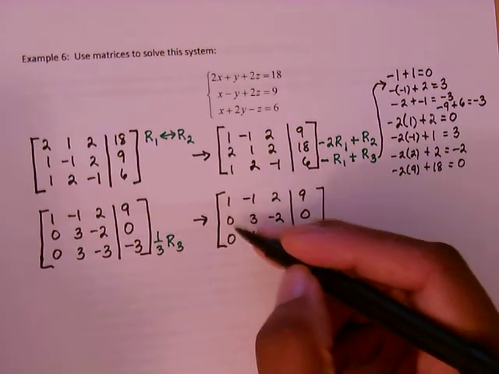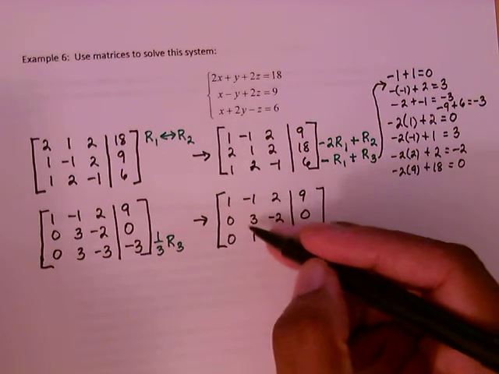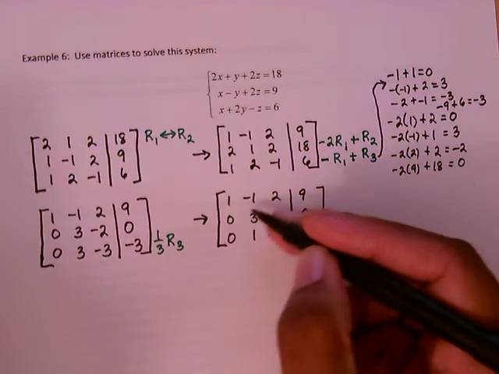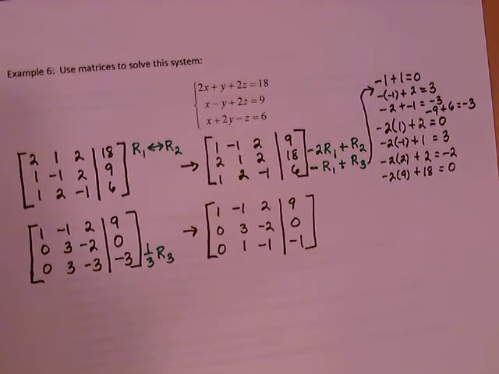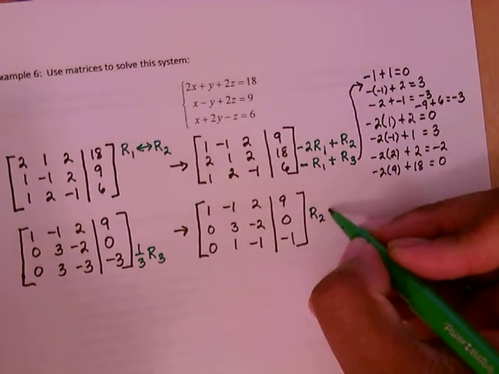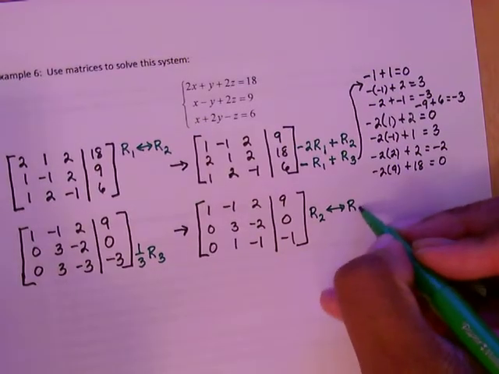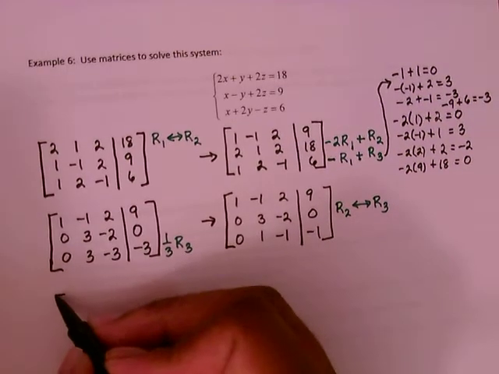So here, I got a 1 here with zeros underneath it. So now I want a 1 right here in this middle column, middle row. But notice I got a 1 down here as well with a 0 in front. So I can go ahead and interchange row 2 and row 3. That's what I'll do, interchange row 2 and row 3. That way I'll have a 1 in the middle row, middle column.